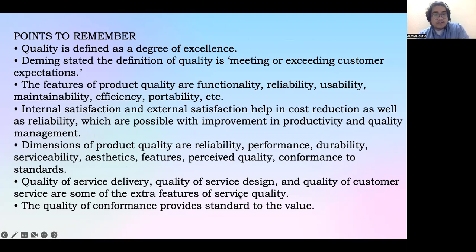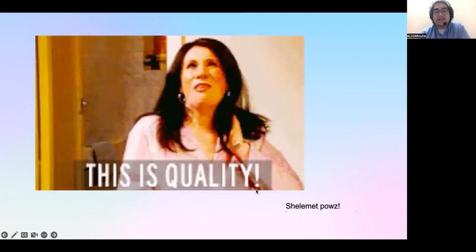So, extra service, iba yun. And lastly, the quality of conformance provides standard to the value. So that ends my report.